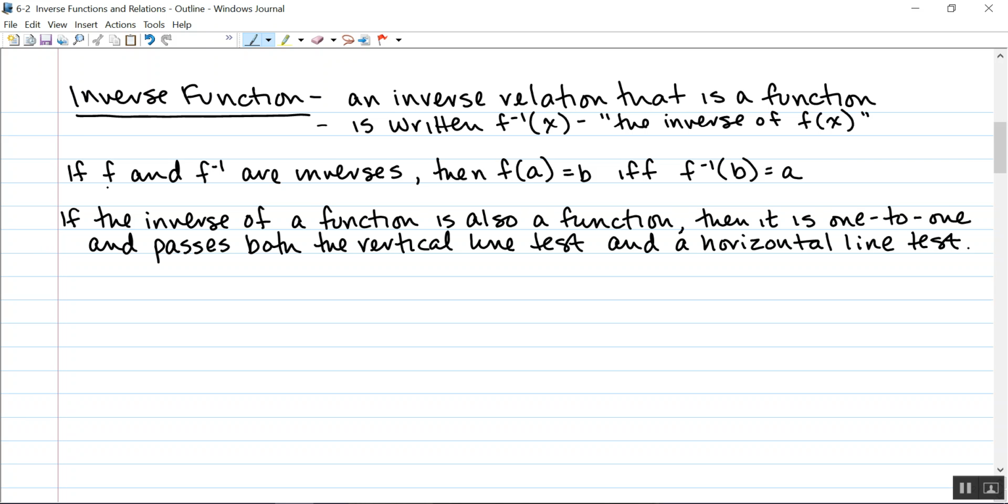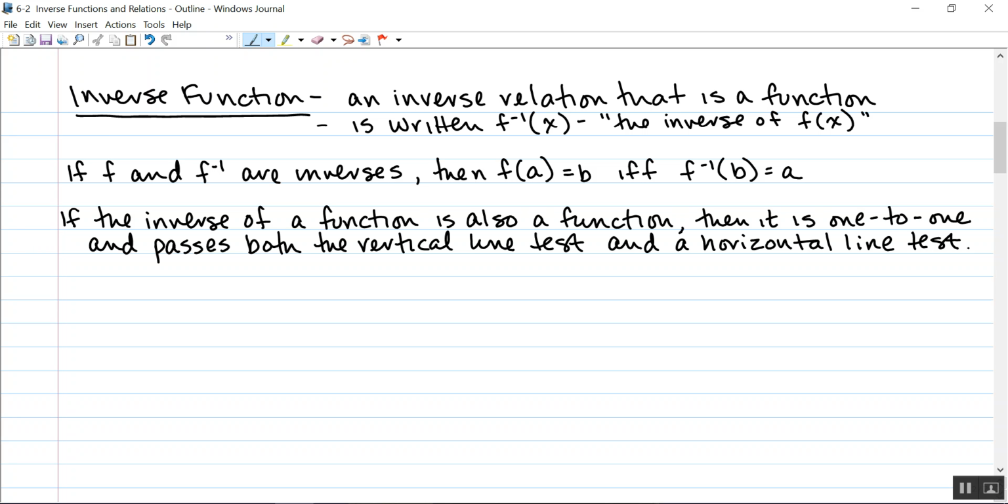So if a function f and f inverse are inverses, then f of a equals b if and only if the inverse of f of b is equal to a. You'll notice it switches basically the x and the y, the input and the output. If the inverse of a function is also a function, then it is one-to-one and passes both the vertical line test and a horizontal line test.